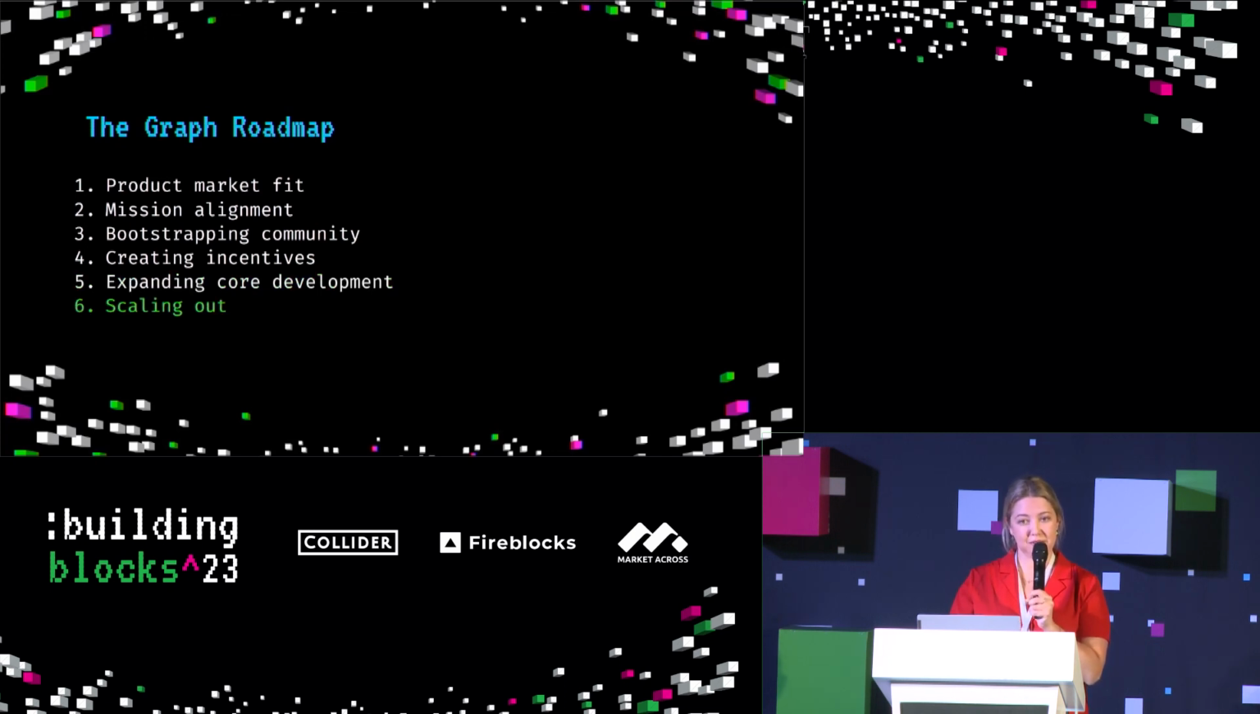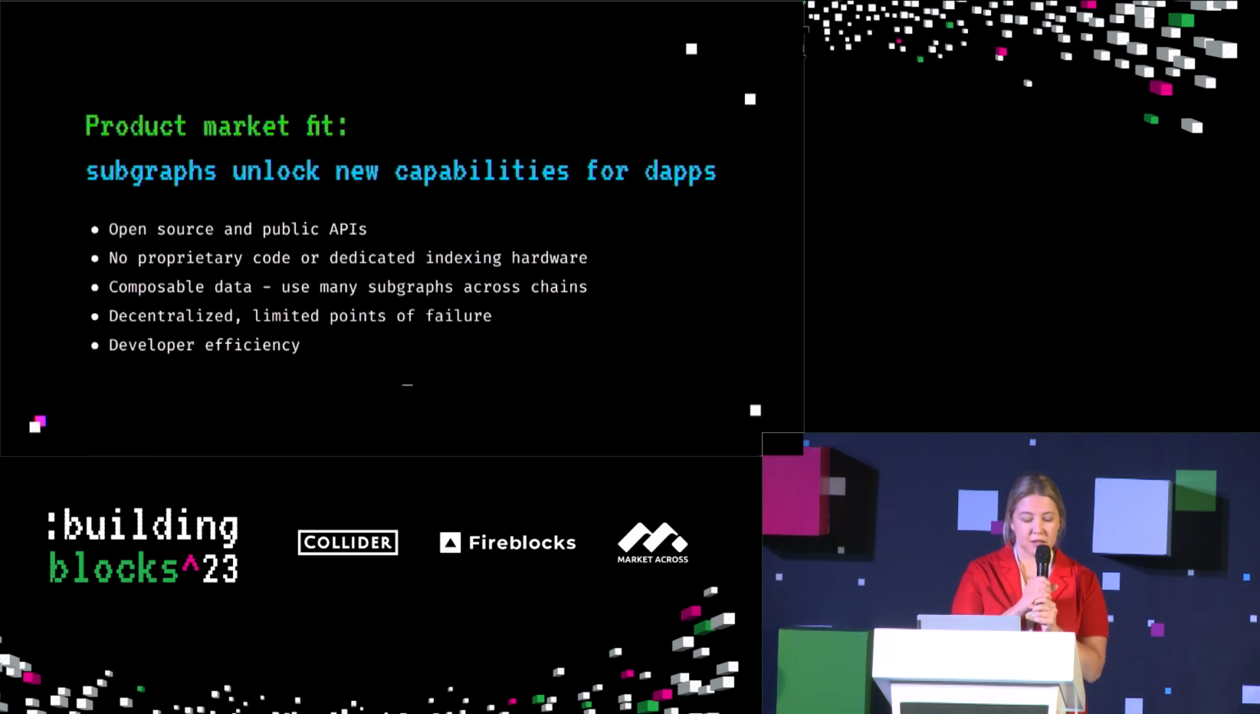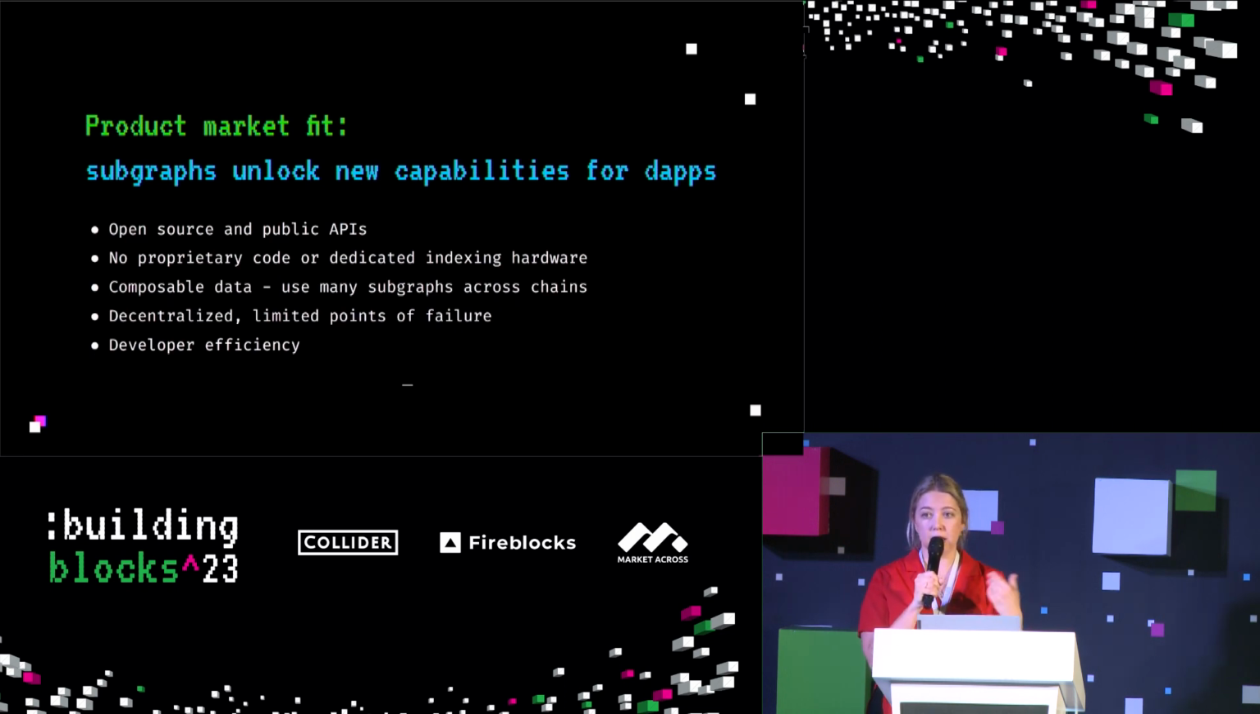And so I'm going to go through all of these because these are really the core to going from SaaS centralized to a protocol. So number one, product market fit. Like I said, subgraphs really were revolutionary at the time because there was no standard way of accessing blockchain data, let alone a way that was easy for other dApps to build on.